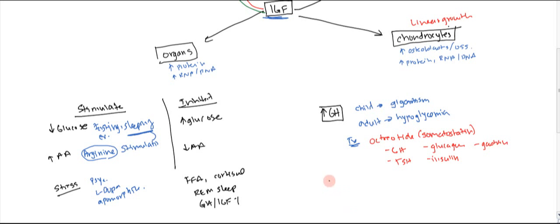Now, what can happen if you have... Sorry, this is not right. Adult is going to be acromegaly. Sorry about that. If you have decreased GH, if you're a child, this can lead to pituitary dwarfism, or just dwarfism in general. And if you're an adult, this can lead to hypoglycemia. So I confused that.